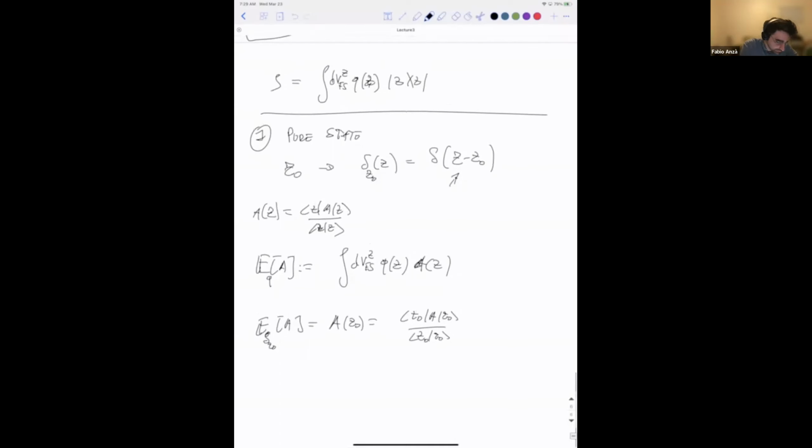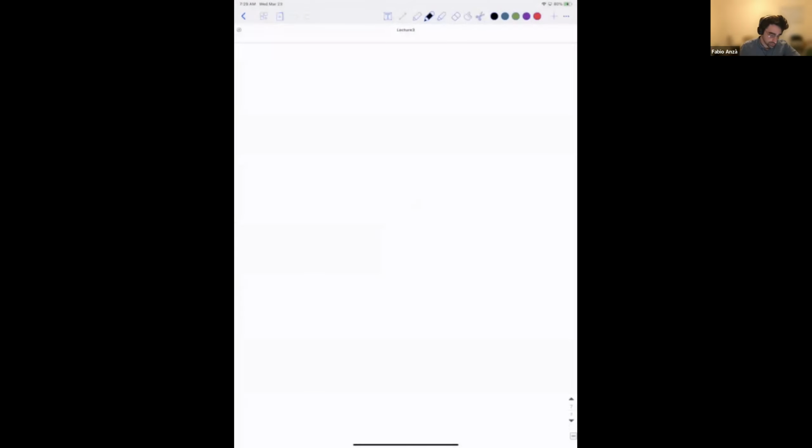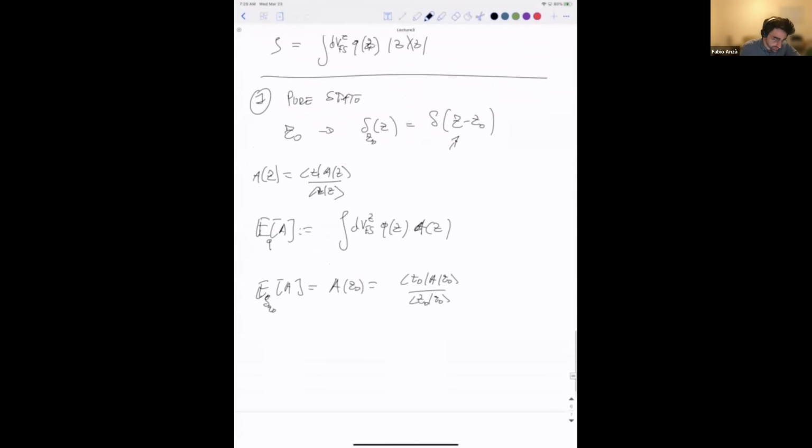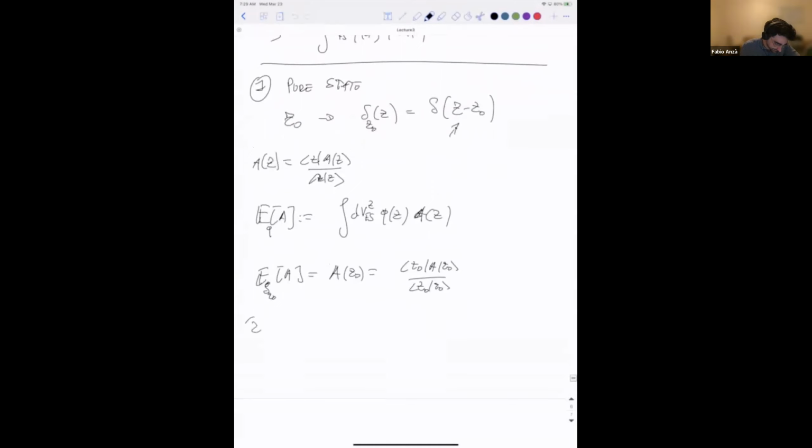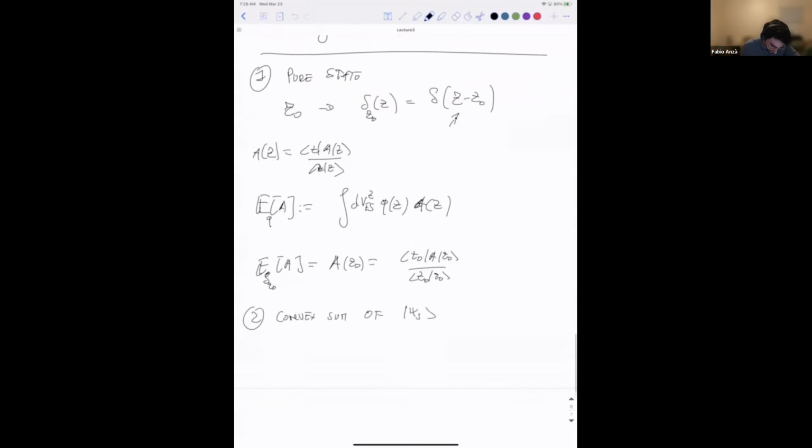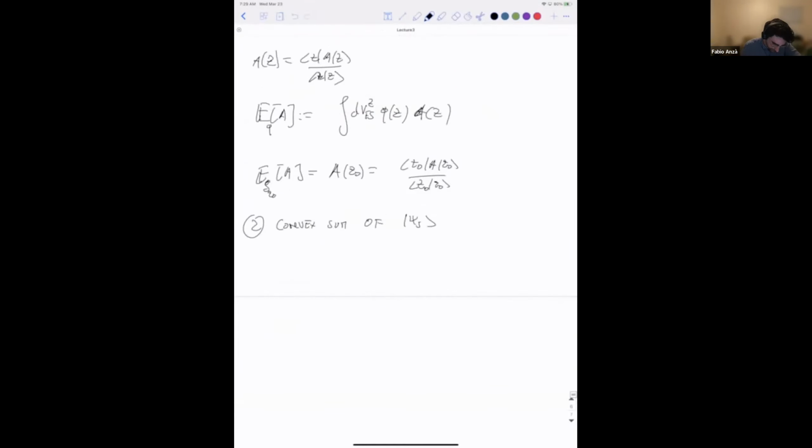Now, this has an obvious, simple linear extension, as a convex combination of pure states. Convex sum of pure states z_j. So these correspond to Q of Z being just a sum over j that goes from 1 to some finite number N of p_j delta of Z minus z_j.